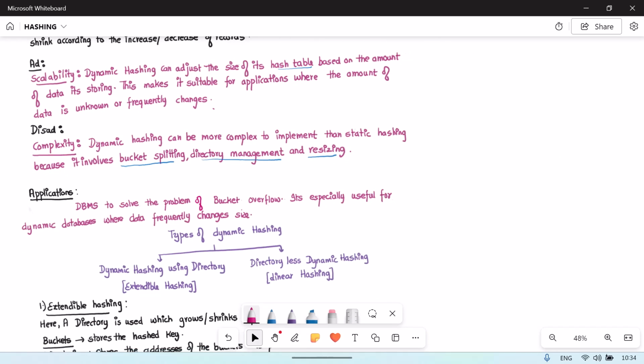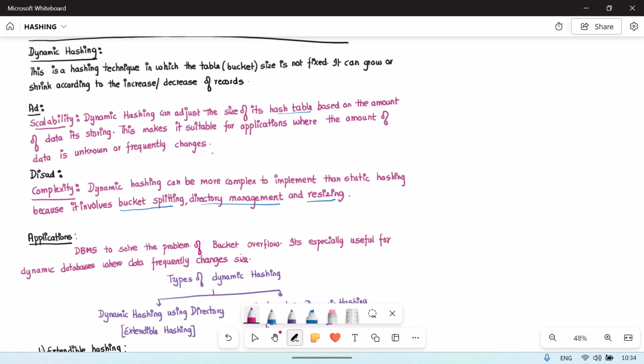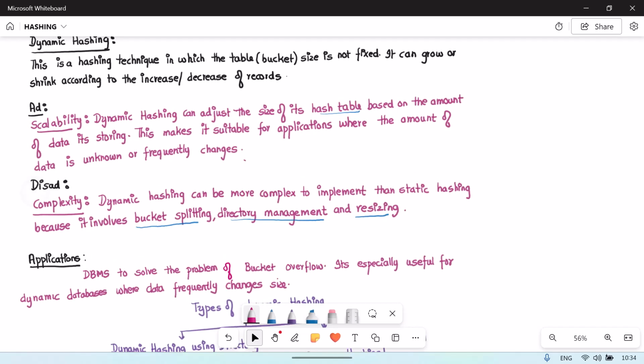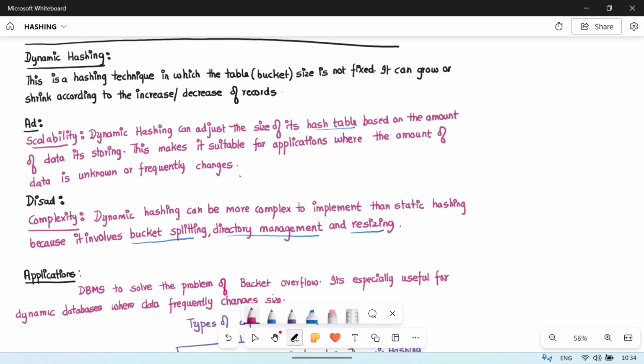So what is dynamic hashing? You can look at this particular information. Here I have included everything. So what is dynamic hashing? A technique where, based on the user's requirement, the size of the hash table can be shrunk or expanded. That is what is meant by dynamic hashing. What are the advantages? Because of its flexibility to increase or decrease the size of the hash table, it is very much scalable.